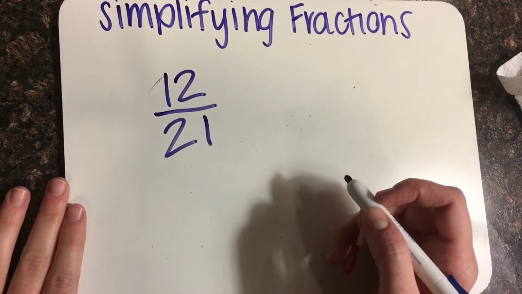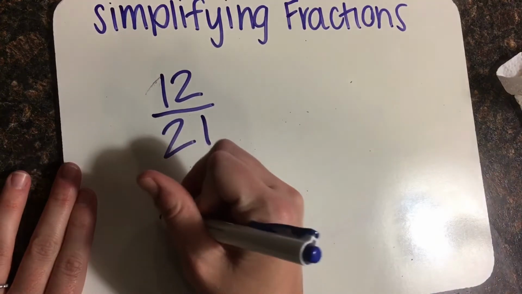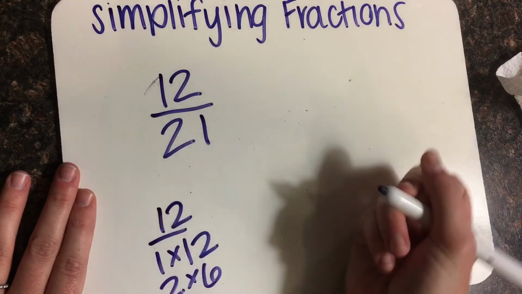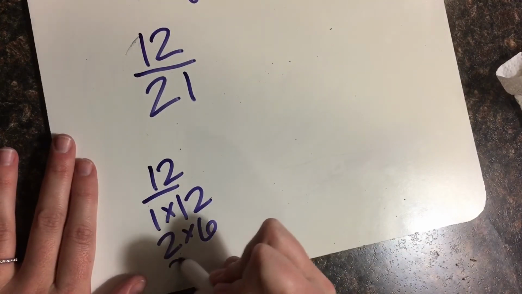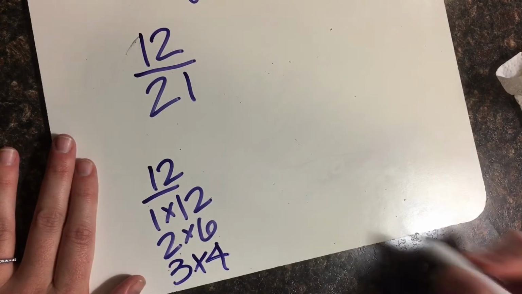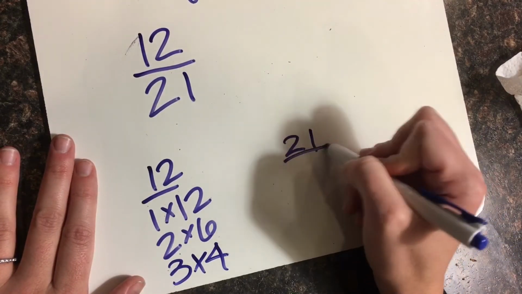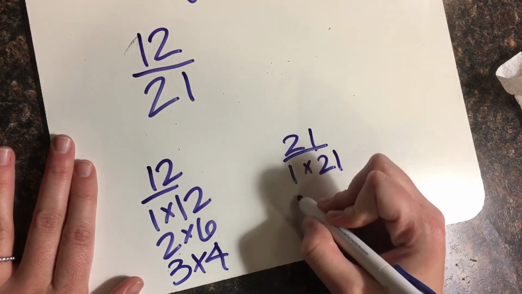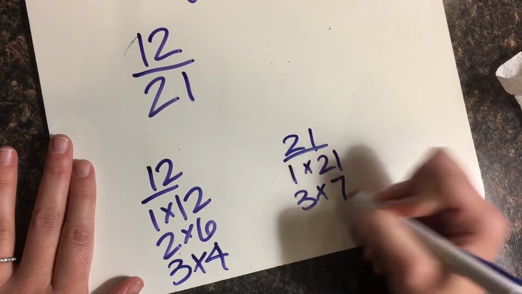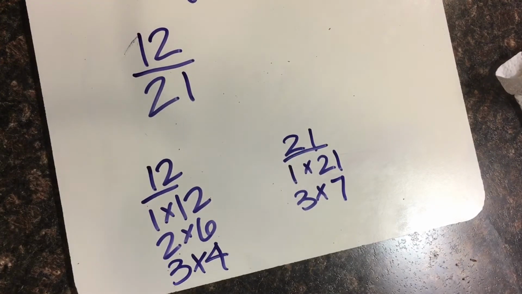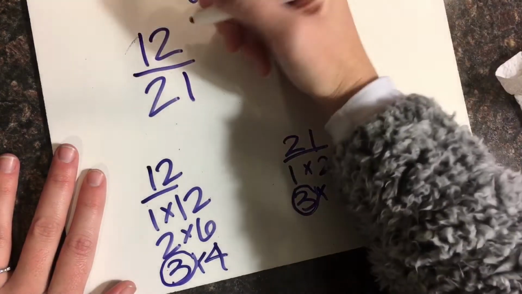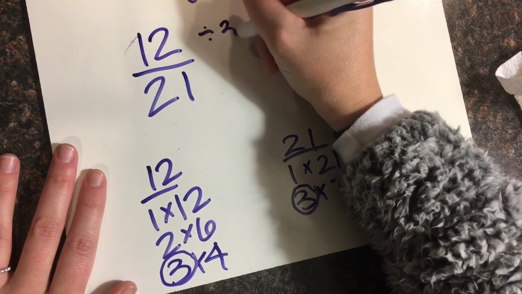Okay, now the first thing I'm going to do is find the greatest common factor of each one. 12, I have 1 times 12, 2 times 6, and 3 times 4. Okay, 21, I have 1 times 21 and 3 times 7. Okay, so here are my factors. I'm going to look for the greatest one that is on both lists, and that is 3. So I'm going to divide the numerator and the denominator by 3.